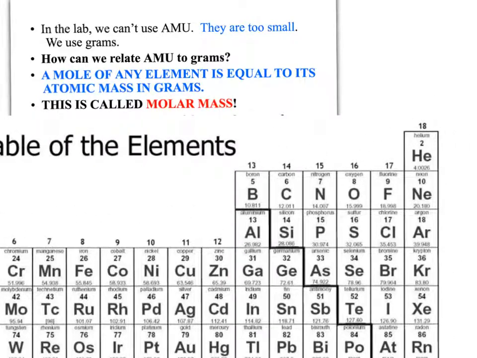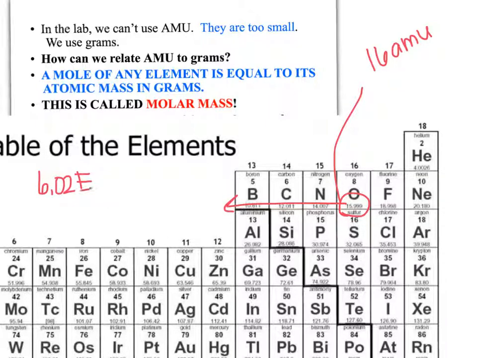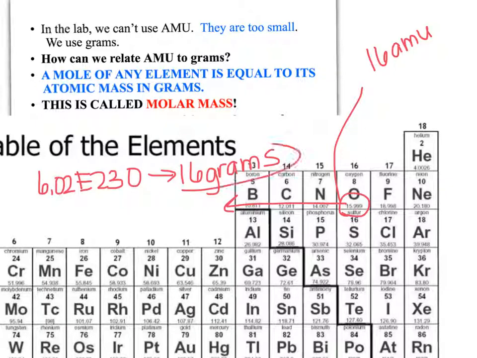So here's our oxygen again. So we said that a single atom of oxygen weighed 16 AMU. So what we're saying is if I had an entire mole of oxygen, if I had 6.02 times 10 to the 23rd oxygens, how much would they weigh? They would weigh 16 grams. So we just change AMU to grams.